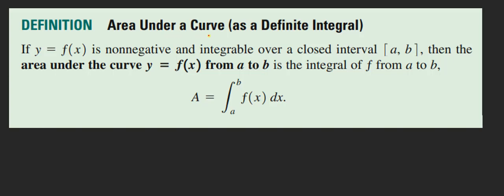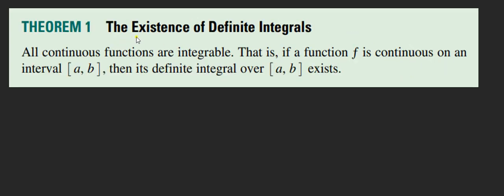Now we could find the area under a curve using definite integral. So if y equals f of x is non-negative, which means it has to be 0 or positive, and integrable over a closed interval a to b, then the area under the curve y equals f of x from a to b is the integral of f from a to b. And let's take a look at some examples. By the way, before we look at examples, we need to talk about existence of definite integrals. All continuous functions are integrable. That is, if a function f is continuous on an interval from a to b, then its definite integral over a to b exists. So in order for definite integral to exist, f has to be continuous on the interval.